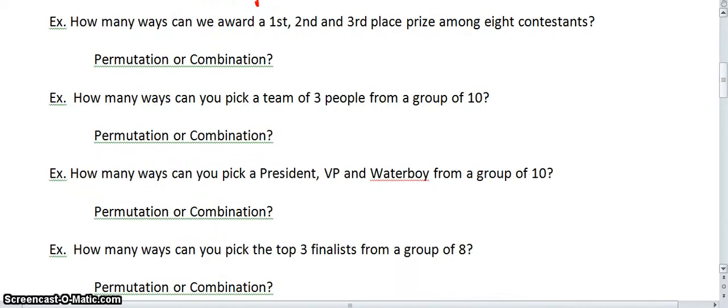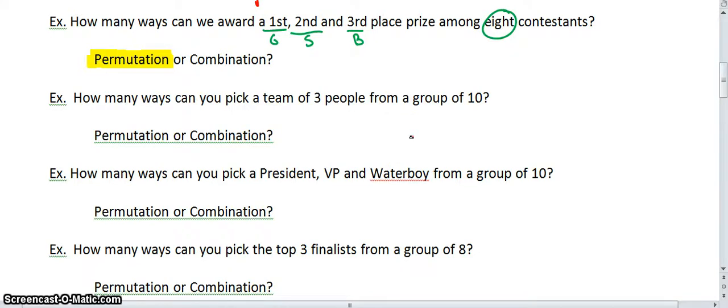Okay, so the first set of problems, we're going to decide which one is a permutation and which one's a combination. The first example says, how many different ways can you award first place, second place, and third place prizes among 8 contestants? So that'd be like, how can I arrange a gold, silver, and a bronze medal among 8 contestants? And this would be an example of a permutation, because order matters. Getting first place is totally different than getting third place, right? You're going to go for the gold, you wouldn't be as happy with the bronze. Silver is different than bronze. So that's why order matters.